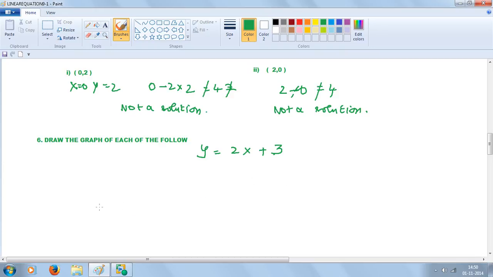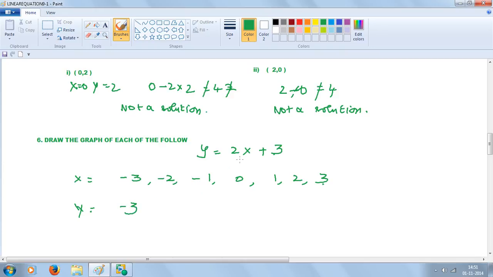First we have to prepare how we draw a graph. You put the values of x as minus 3, minus 2, minus 1, and then 0, 1, 2, 3. So we find the corresponding value of y. What's the value of y? y is equal to 2x plus 3. 2x is 2 multiplied by minus 3, which is minus 6, plus 3. So when x is minus 3, y is minus 3.